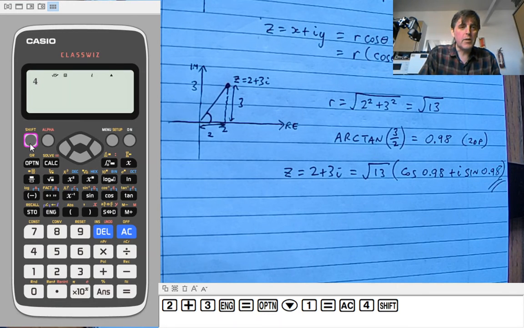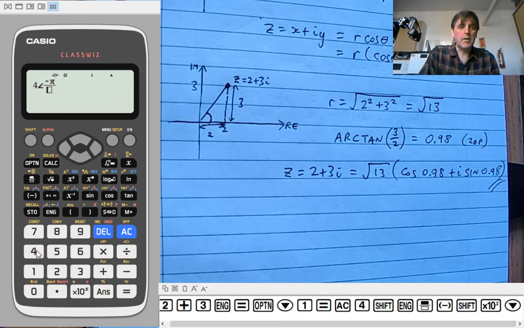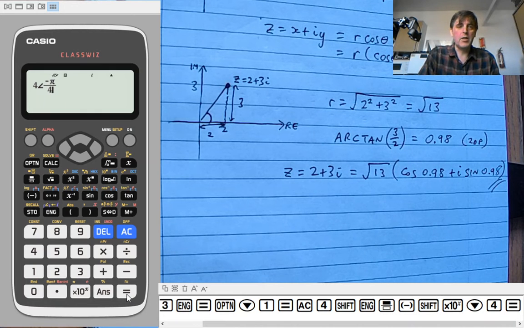Now, how do I put that in? What I do is I hit shift and then this button here, and you can see here that little symbol, that's telling the calculator that I'm putting in the number in modulus argument form. Let's put in the argument here of minus pi over 4, and then we'll get the calculator to convert it for us into our regular form. And actually, all I need to do here is press equals, and then it's put it there in our regular form. Again, pretty useful stuff, I think you'll agree.